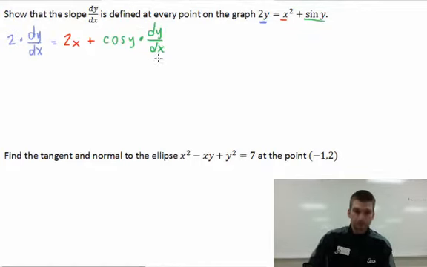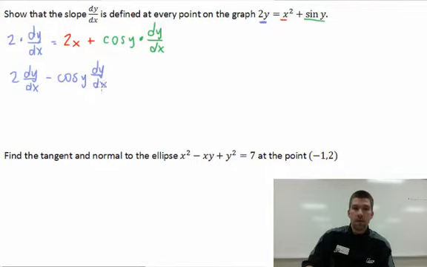Okay, so this is our situation. Notice that I've got dy/dx on two different sides of my problem. So I'm going to move the green one over to the left, and in the process change it to blue. So 2 dy/dx minus cosine y dy/dx equals 2x. So here's my setup.